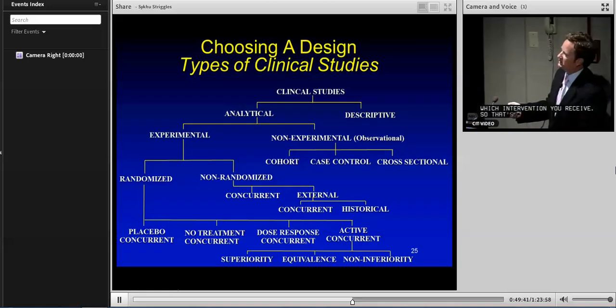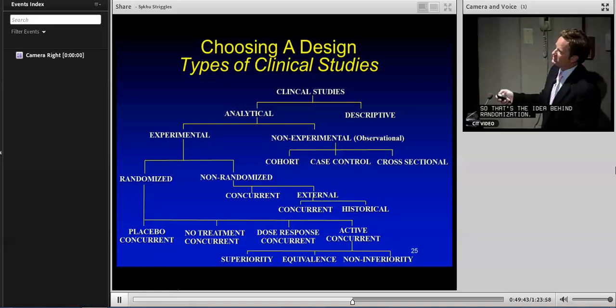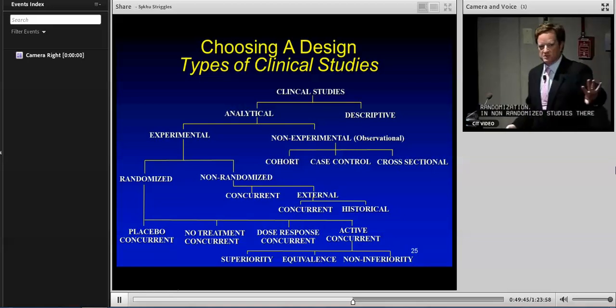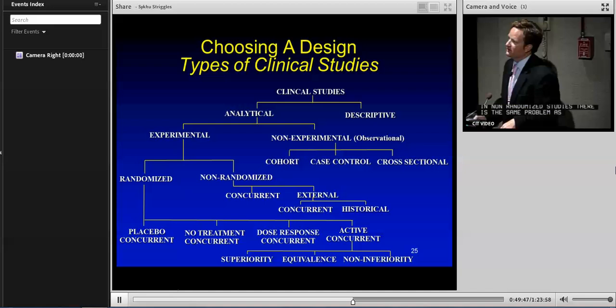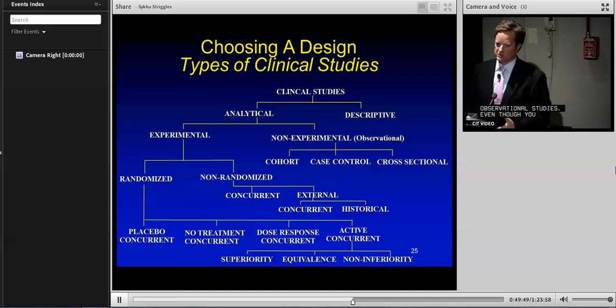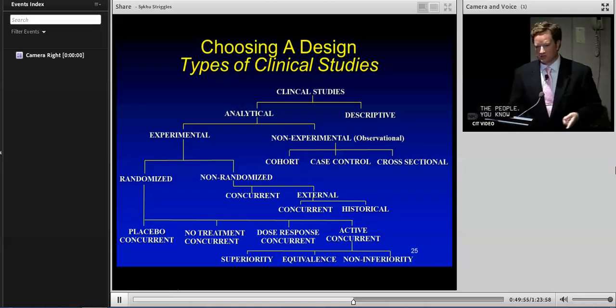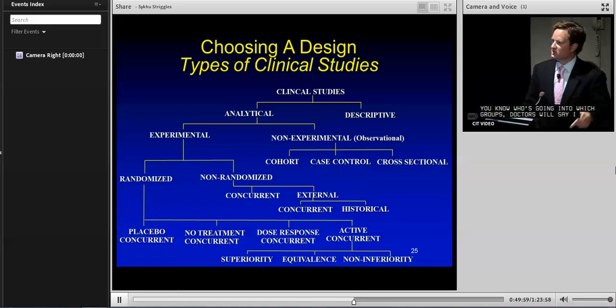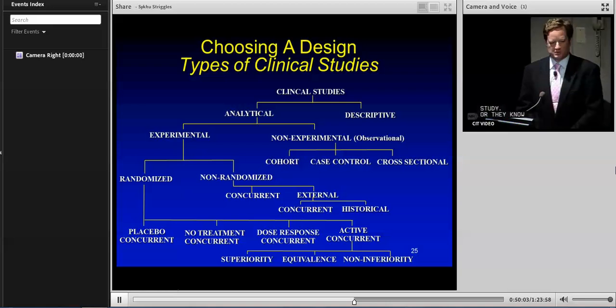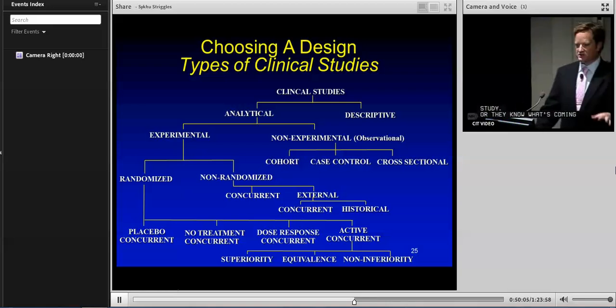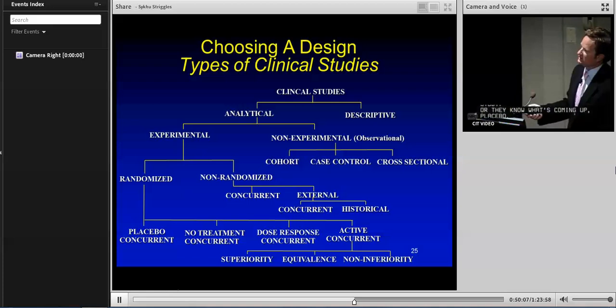In non-randomized studies, there's the same problem as observational studies. Even though you assign people to group X or to group Y, there may be systematic differences between those people, because since you know who's going into which group, doctors may say, you know what, I don't really trust that new intervention, I'm not putting my patient in this study. Or they know that what's coming up next is the placebo, and they say, oh, I don't want to give my patient placebo, I'm not going to put them in this study. So you can still bias the results of non-randomized studies.